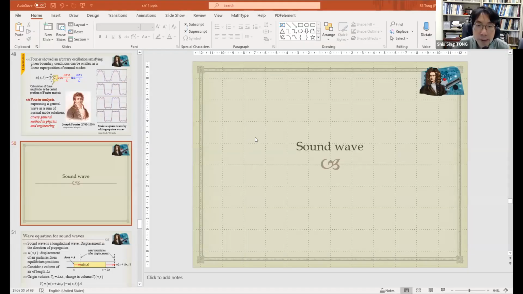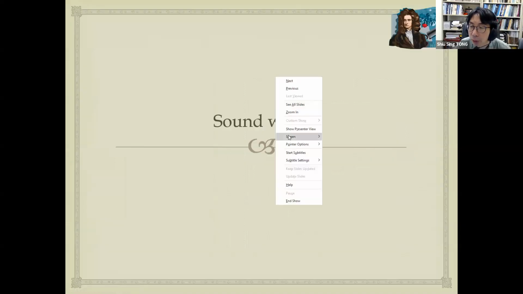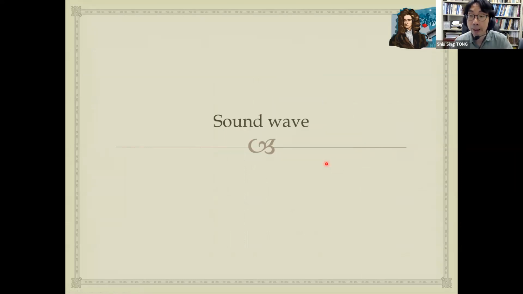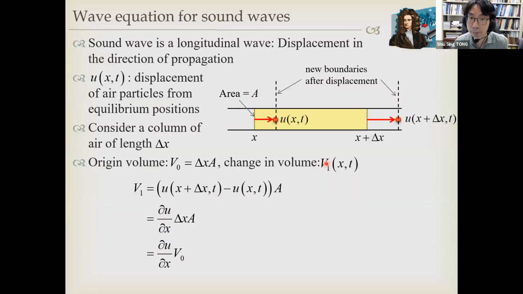Let's continue with the topic of sound waves. Now, as you know, a sound wave is a longitudinal wave. It's not the transverse wave we discussed before, right? When you compress or rarefy the air column, the air molecules vibrate along the direction of travel of the wave. They vibrate along that direction. So that means the sound wave is a longitudinal wave.